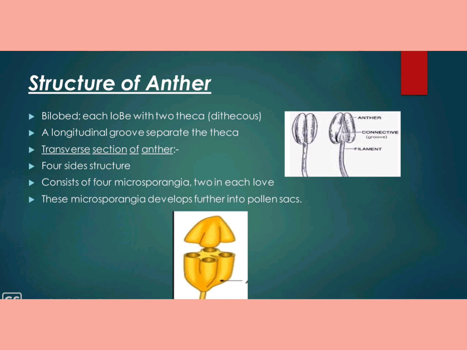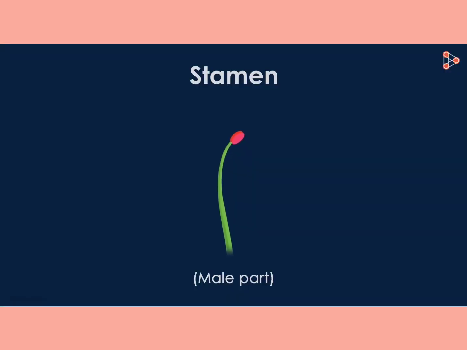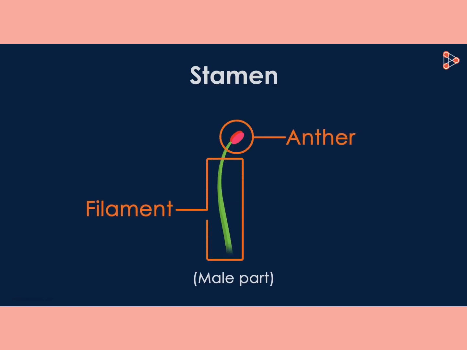There are various types of tissues in the transverse section of the anther. Let us see them. The bilobed nature of the anther is very distinct in the transverse section. Let's locate the stamen in a flower. Stamen, the male part, located in the flower. You can see the red bag-like structure, that is anther, and a green slender filament.